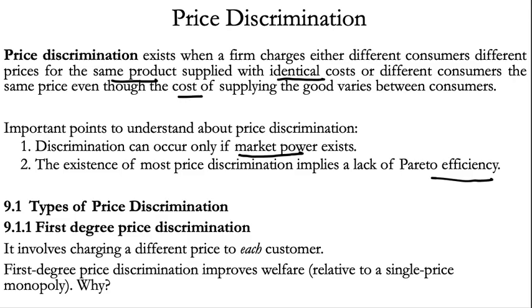Now, when we talk about first degree price discrimination, it involves charging a different price to each consumer. So the first degree price discrimination is the ideal or the perfect one. Okay. Now, however, the conjecture is the first degree price discrimination improves welfare. How to justify all of this statement? Let's look at the graph as an example first.